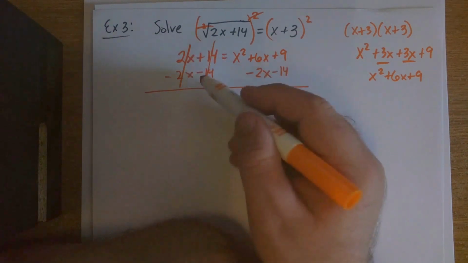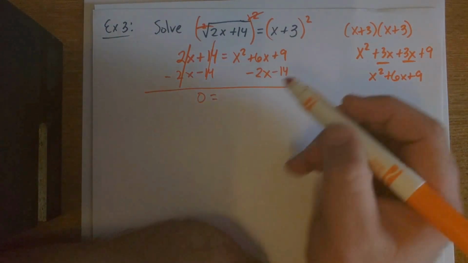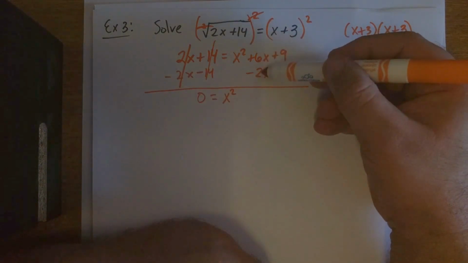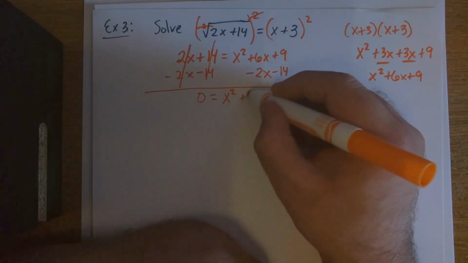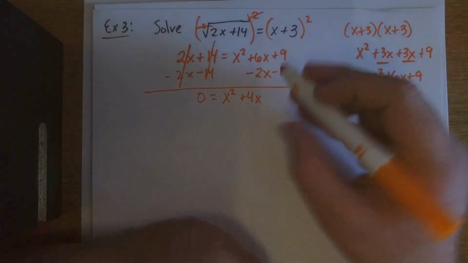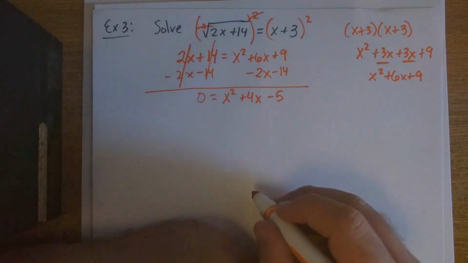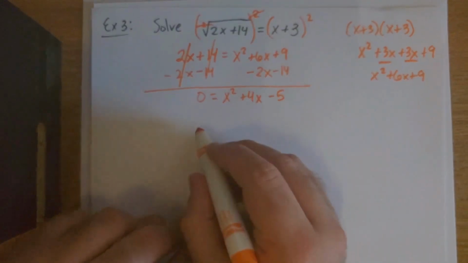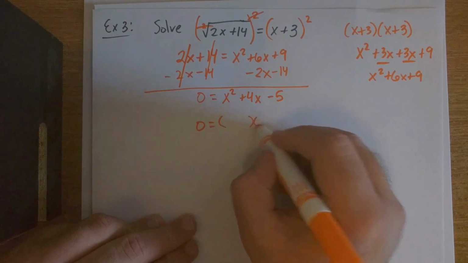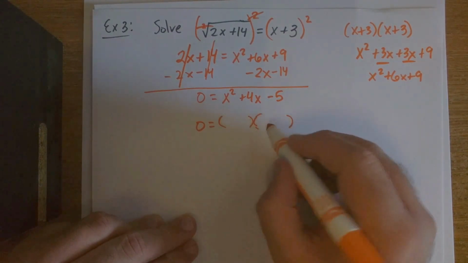So these can cancel. And so this adds up to 0 on this side. Bring down the x squared. Like terms here, 6x minus 2x is 4x. 9 minus 14 is negative 5. I think you should know what to do from here. I think you should bring the 0 down. We should factor this. Okay?